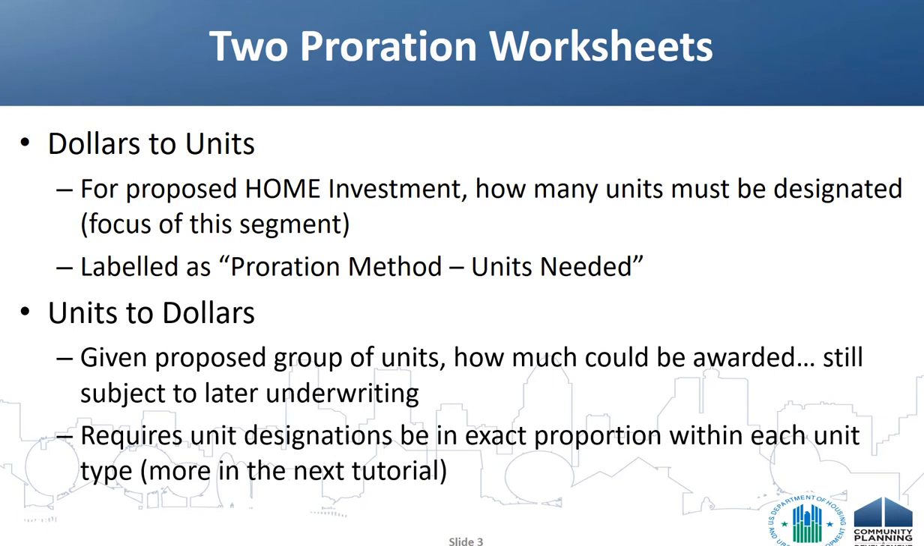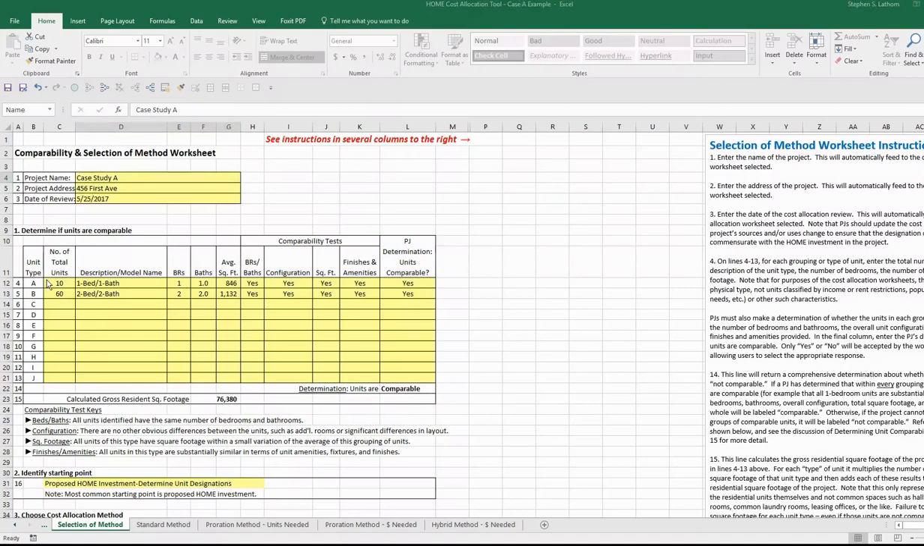For this segment, we'll be working from information about the project we originally identified as Case Study A in the earlier segments on both unit comparability and eligible versus ineligible cost. So you see initially that I've already started to enter the information. We had 10 one-bedroom, one-bath units, 60 two-bedroom, two-bath units. We've entered the average square footage at 846 and 1132, and we've indicated that yes, these are comparable in all of the respects that matter, and therefore the units are comparable.